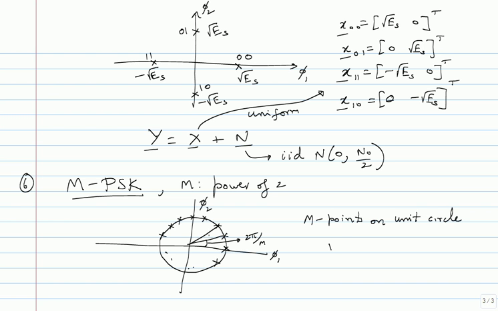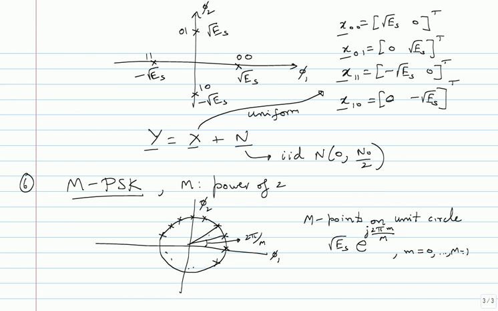What are those M points? Root Es, e power j 2 pi m by M, where m goes from 0 to M minus 1. Those are my M points, and notice how I wrote it down as a complex number. This is a very common way of referring to constellation points in two dimensions. In two dimensions, you can think of a constellation point as being referred to by two coordinates, x and y. So I can always write it as x plus jy, which I think of as a complex number. This is very common when people write 2D constellations particularly. You always think of your 2D constellation points as complex numbers.